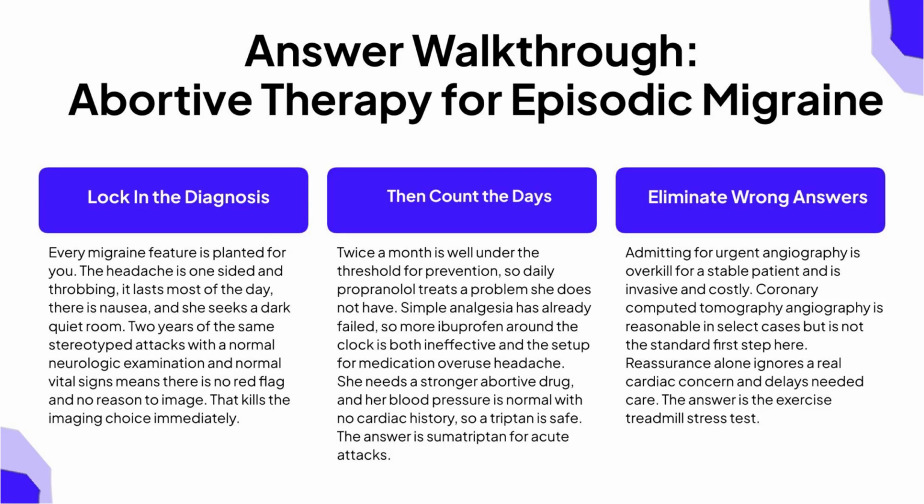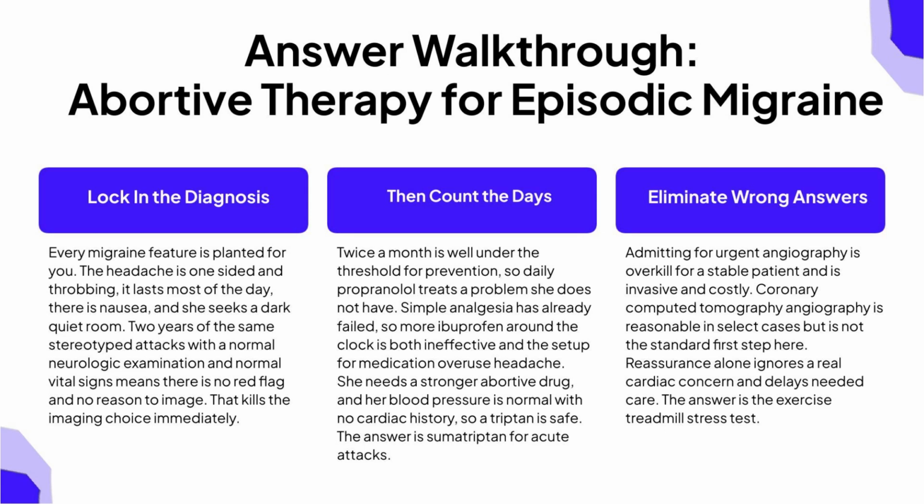Now count the days. Twice a month is well below the threshold for prevention, so daily propranolol treats a problem she does not have. High-dose ibuprofen around the clock is wrong twice over because simple analgesia has already failed her and because that is how you create medication overuse headache.